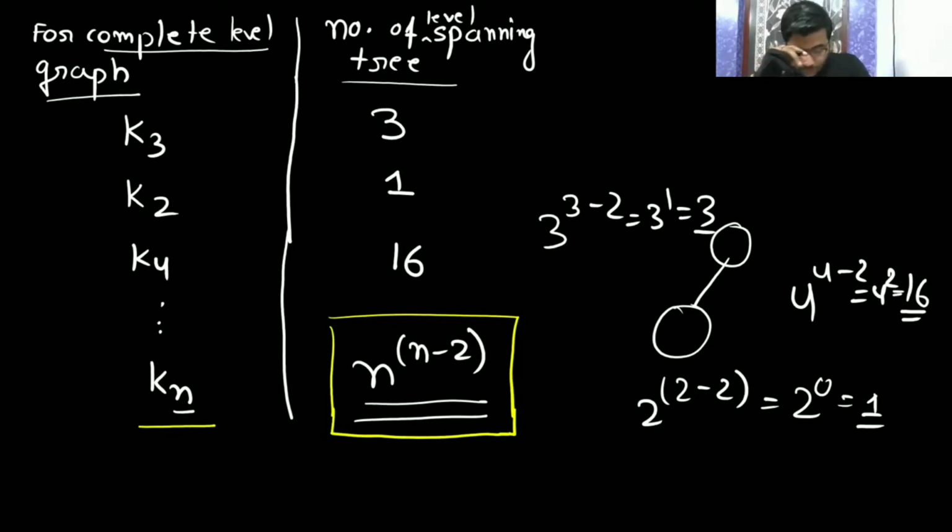Is it done? Please let me know whether it is clear or not. Where n is the number of nodes. You can write, where n is number of nodes. So you have to find the number of spanning trees. For a complete graph, you have to find the number of spanning trees. Now, if it is not a complete graph, then how to find?